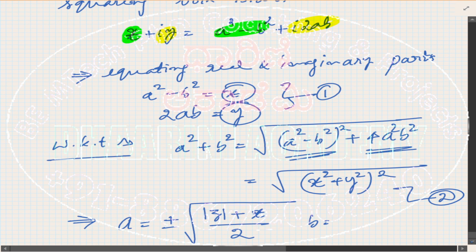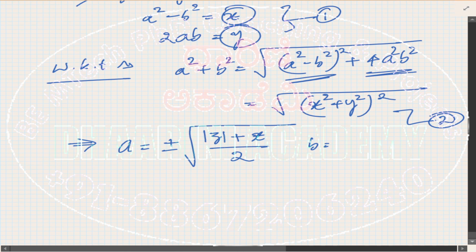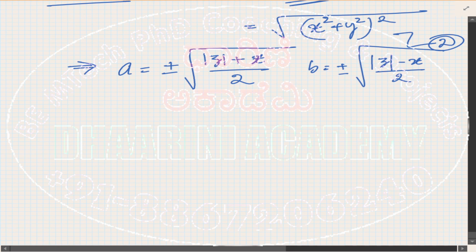So this means b is equal to, once again, plus or minus square root of the magnitude of the given z minus x, divided by 2. But x can be substituted from the given complex number. We know that what is x? x is equal to the real part of z, right?